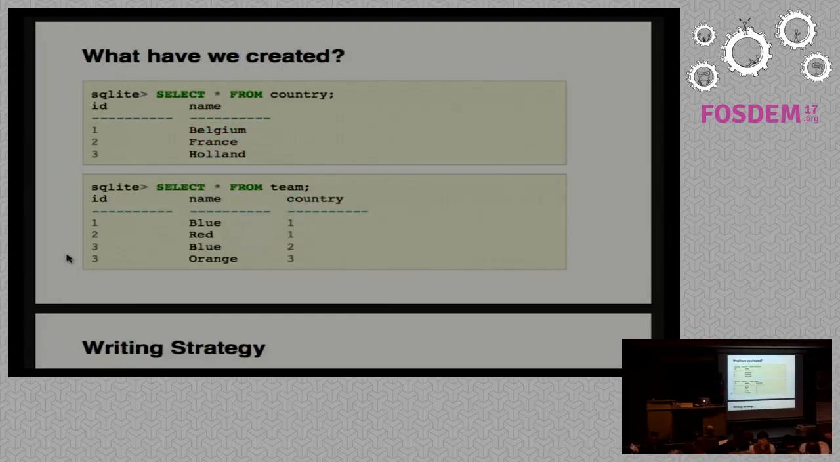So after those two steps are done, in this case with SQLite, we can use the SQLite command line to check what we have done. So we see we have our countries. The ID column was created for us with an auto increment. Same for the team.